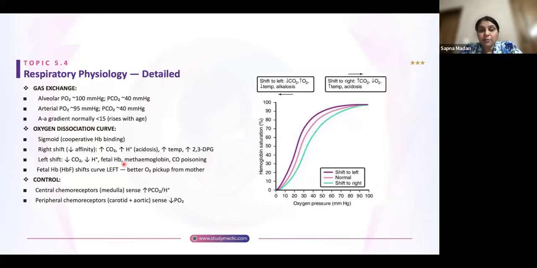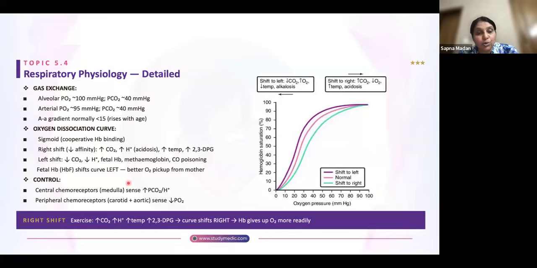Okay. Peripheral chemoreceptors, like we spoke about in the BP regulation also, are present in the carotid and the aortic bodies, and they will sense reduction in the oxygen and then they will get activated and stimulate the respiratory system.